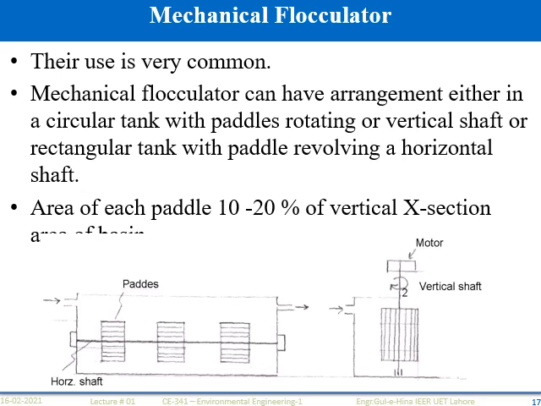टैंक. As you can see in the picture that in the rectangular tank we have provided a horizontal shaft, and along the horizontal shaft we have provided the paddles, and the area of paddle is 10 to 20% of the cross sectional area of the rectangular tank. Similarly in a circular tank we have provided the vertical shaft, and vertical shaft के along हमारे पास पैडल प्रोवाइड हैं जिनका भी एरिया 10 to 20% ऑफ द क्रॉस सेक्शनल एरिया ऑफ द सर्कुलर टैंक है.